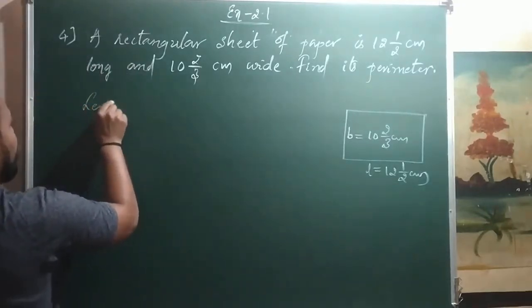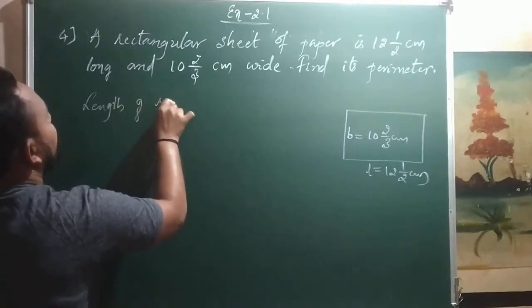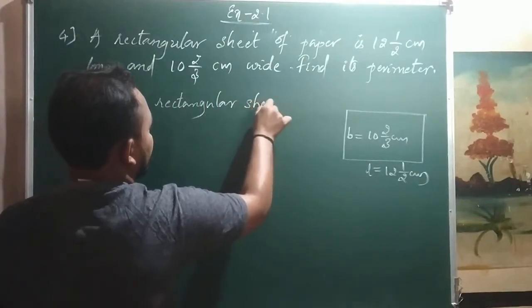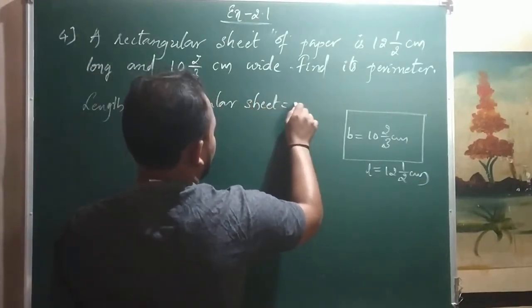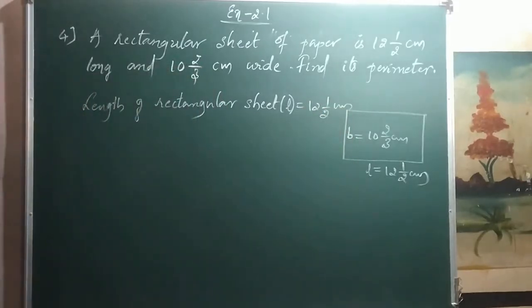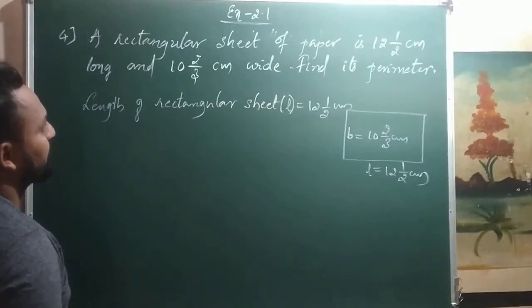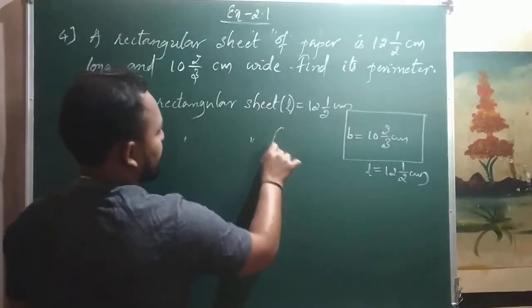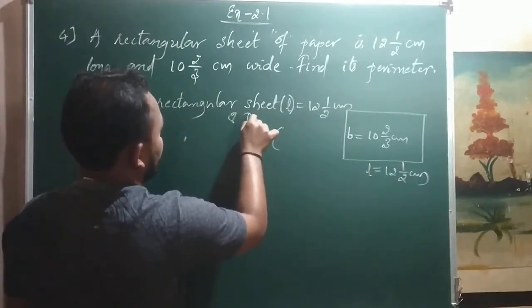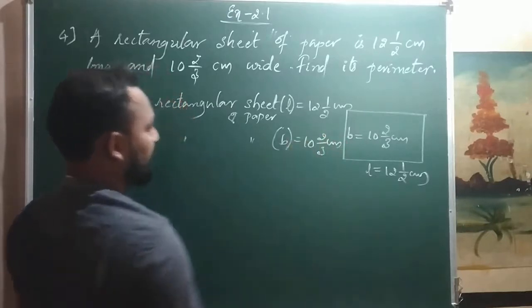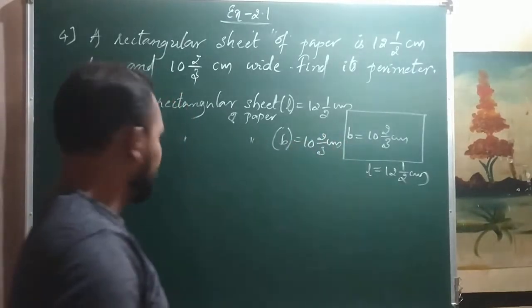Length of the rectangular sheet of paper: L is equal to 12 1/2 centimeters. Next, the breadth of the rectangular sheet of paper, B, is 10 2/3 centimeters.